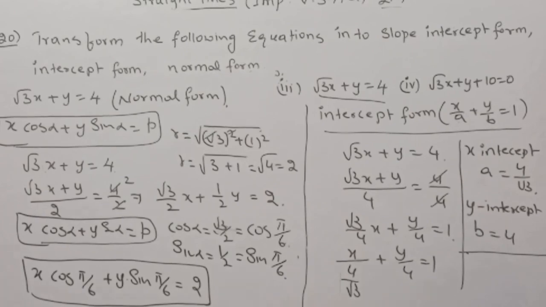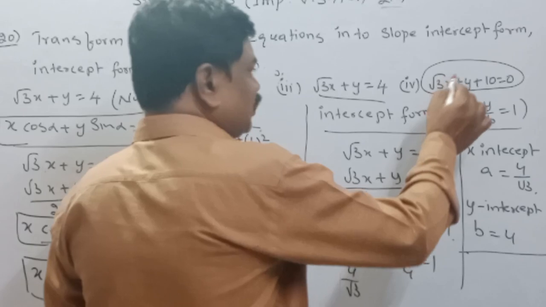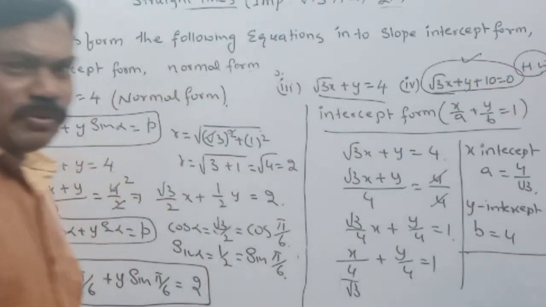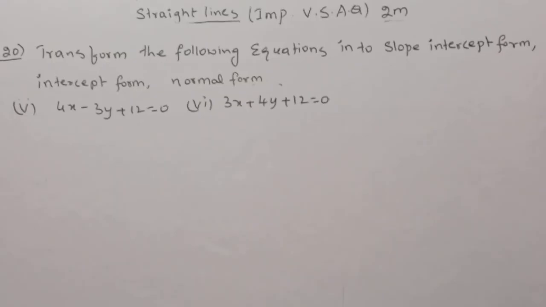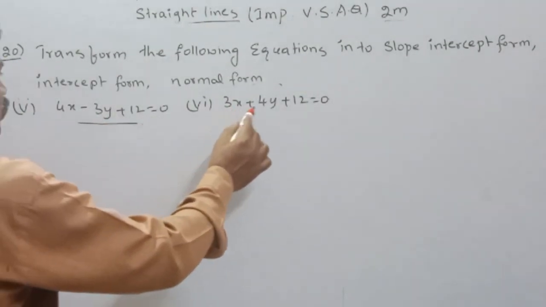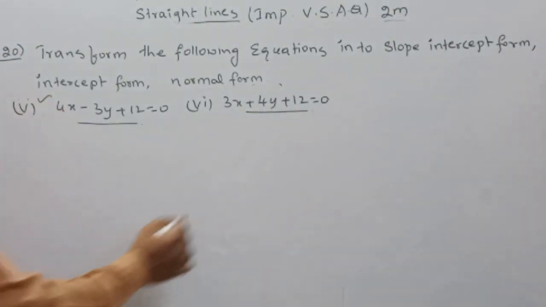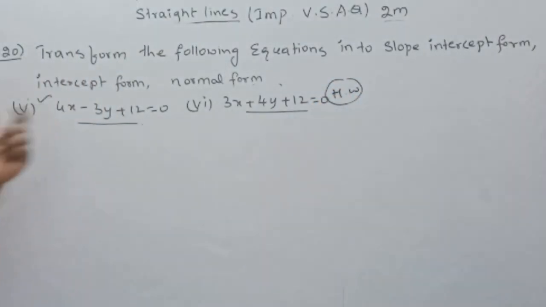Similarly, you can do the fourth problem, root 3x plus y plus 10 equal to 0. You can solve it yourself as homework. Here we have the fifth problem, 4x minus 3y plus 12 equal to 0 and 3x plus 4y plus 12 equal to 0. This one, you can try yourself. So this is the fifth problem.